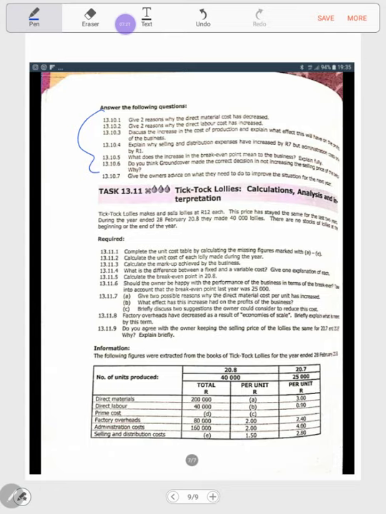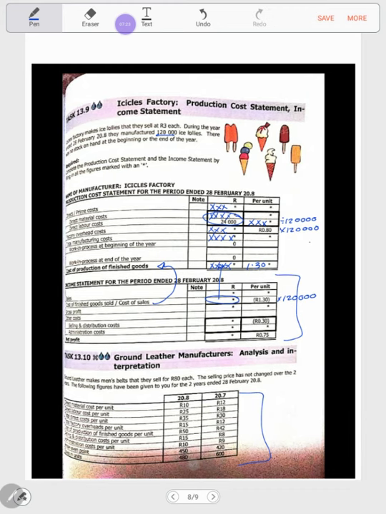Give 2 reasons why the direct material cost has decreased. So I go to direct material cost. In 2007 it was 12 rand. Now it is 10 rand. So basically the type of answers I'm looking for is they may have used a cheaper quality material. They may have found a cheaper supplier. They may have found a supplier that was closer, so their carriage on purchases was less this time around. So those are the type of answers that I am looking for.